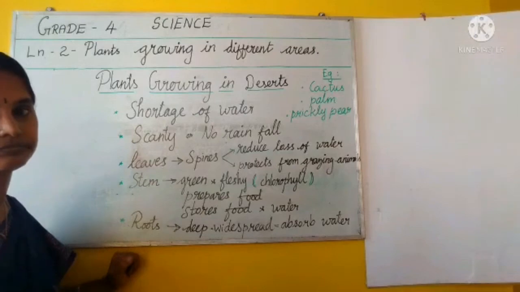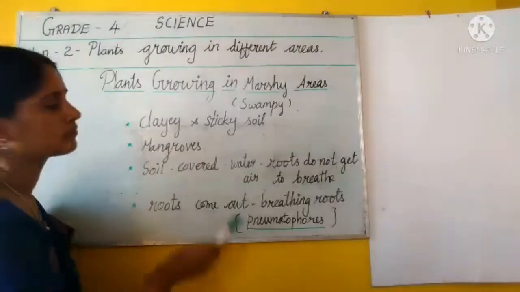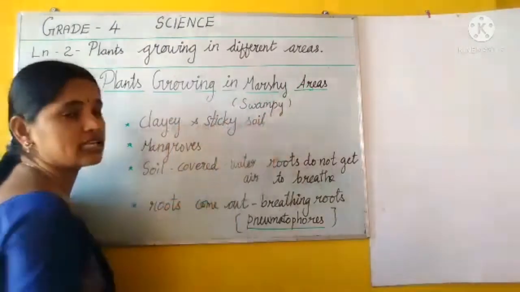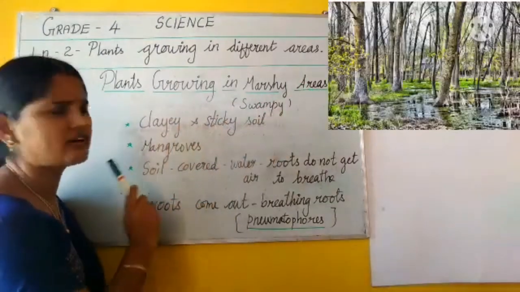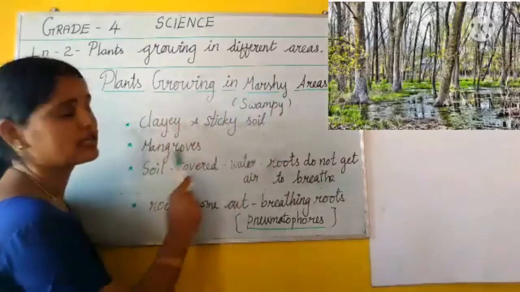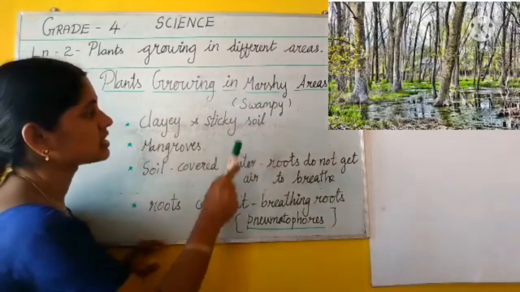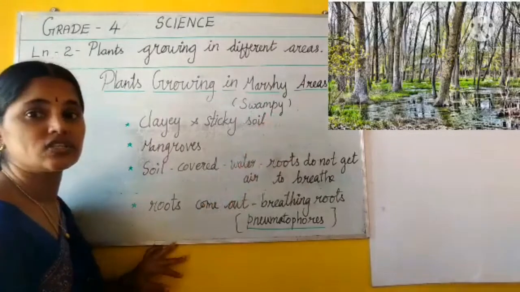Plants growing in marshy areas. What is meant by the word marshy? M-A-R-S-H-Y. Marshy means swampy.